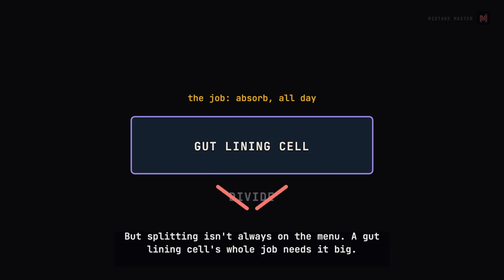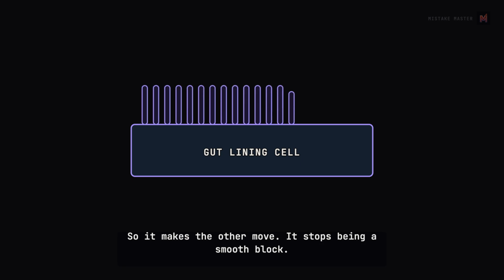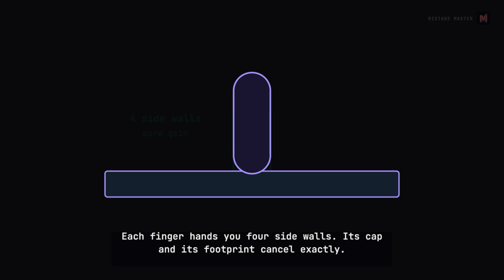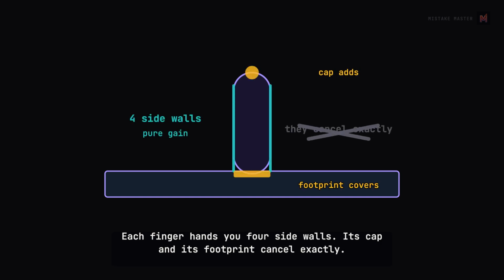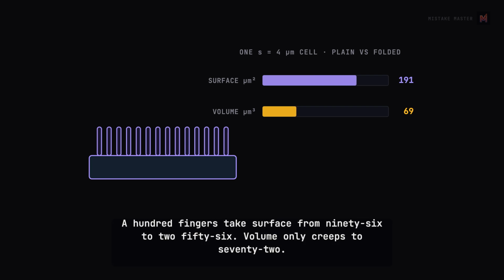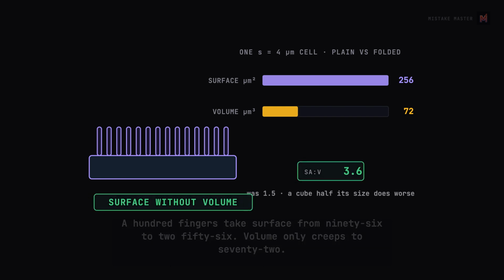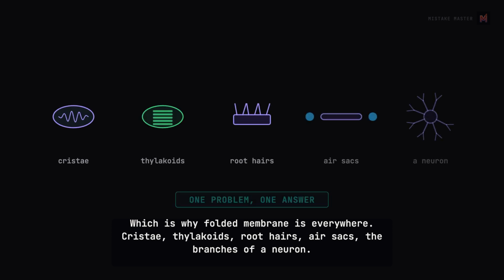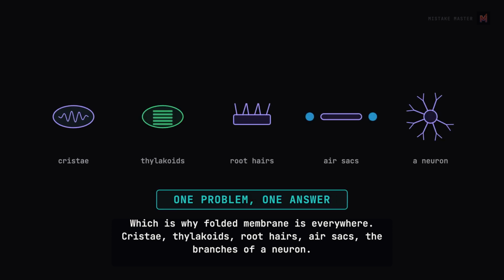A gut lining cell's whole job needs it big. So it makes the other move. It stops being a smooth block. Each finger hands you 4 sidewalls. Its cap and its footprint cancel exactly. 100 fingers take surface from 96 to 256. Volume only creeps to 72, which is why folded membrane is everywhere. Cristae, thylakoids, root hairs, air sacs, the branches of a neuron.